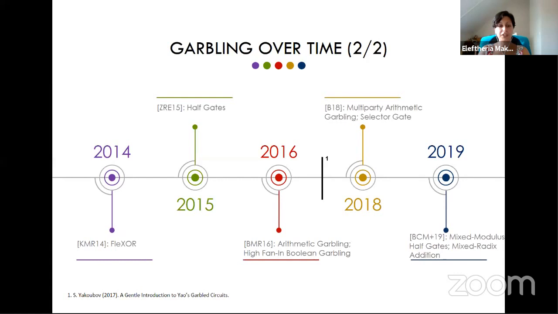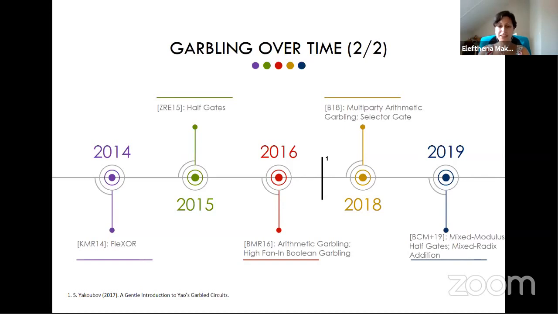In 2014 we had the FlexOR, trying to combine the best of both worlds, so trying to have 2 rows for AND gates and still get the efficiency that we have from free XOR, but we are not quite there. So it depends on the circuit structure how many ciphertexts we actually need for the XOR gates. And then eventually we do get the best of both worlds by Zahur et al. in 2015 with the half gates.